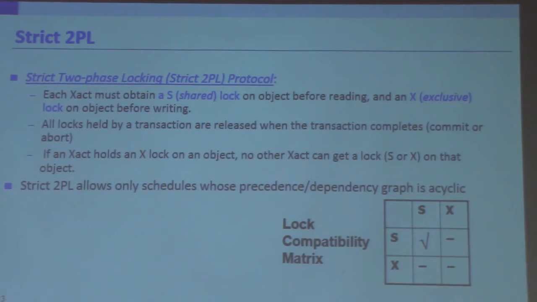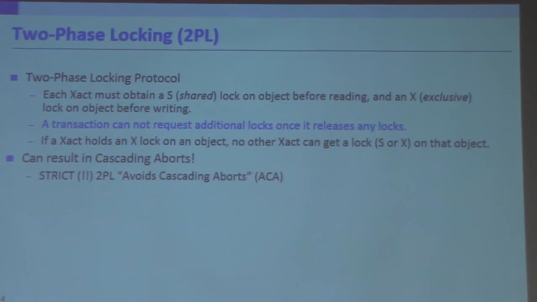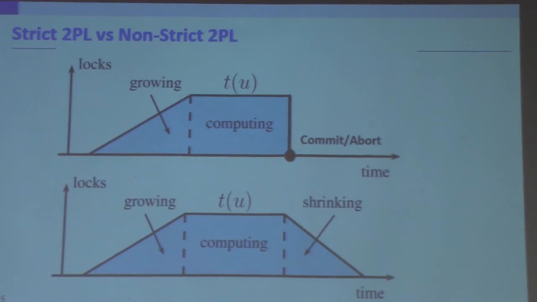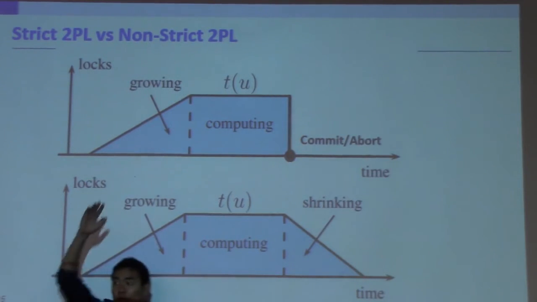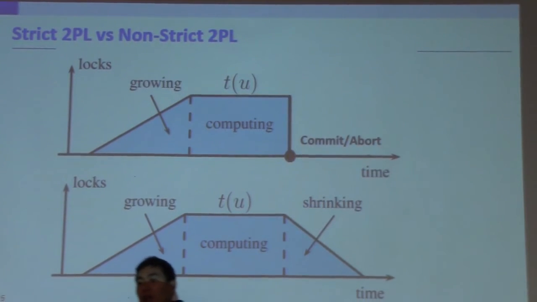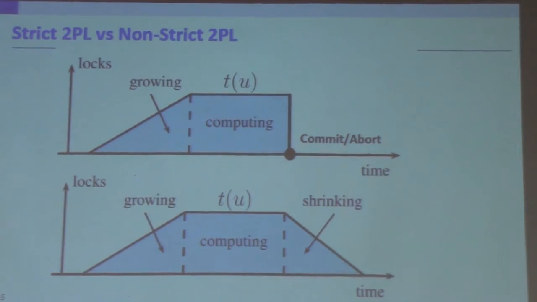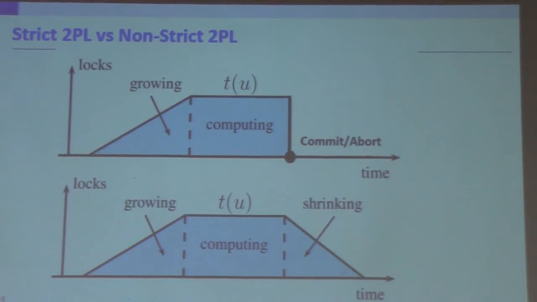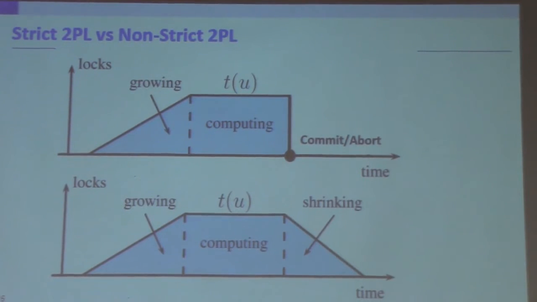So I will skip this because I talked about this already in the class. I will use this figure to demonstrate to you the difference between strict two-phase locking and non-strict two-phase locking. Okay? So by the way, the y-axis is the number of locks you have obtained, and the x-axis is the time of your execution.